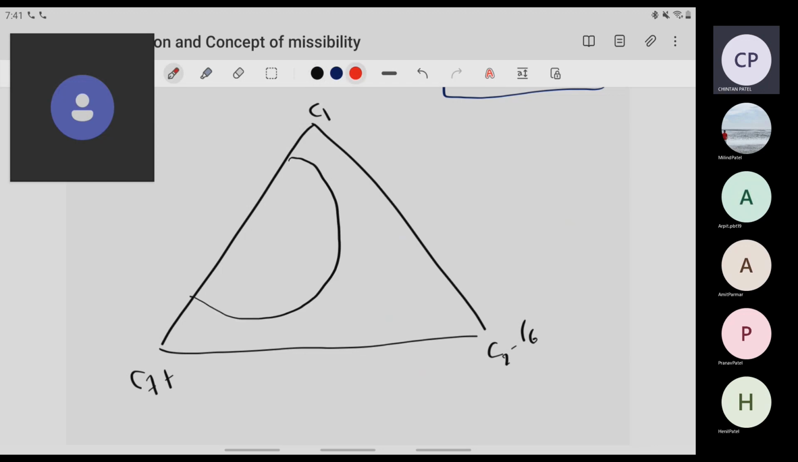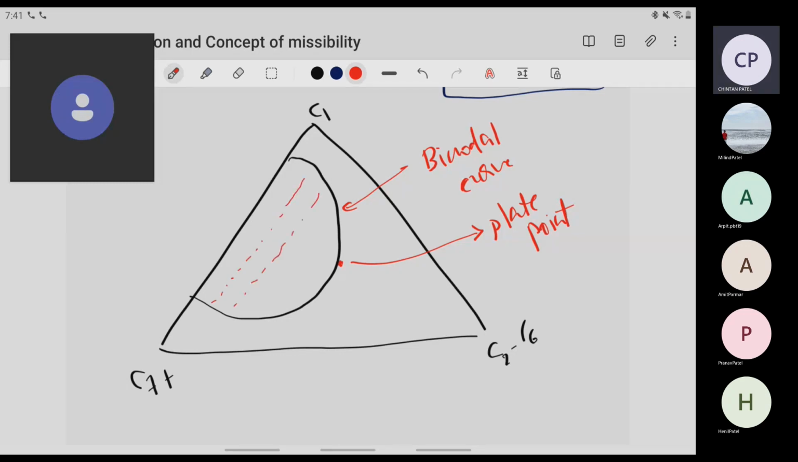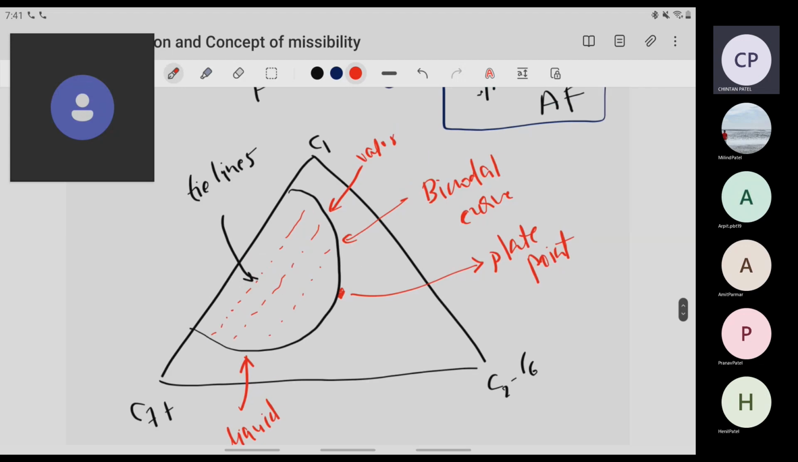It contains the binodal curve and the plait point. So what is this curve name? Binodal curve. And what is this point? Plait point. And we have tie lines here. What are these lines? These lines are tie lines. And what this curve is and what this curve is: this is the liquid curve and this is the vapor curve. So toward the C1 side we have vapor here. This is the vapor zone, this is the liquid zone, and inside this, liquid and vapor both phases coexist, and this is the single phase zone.